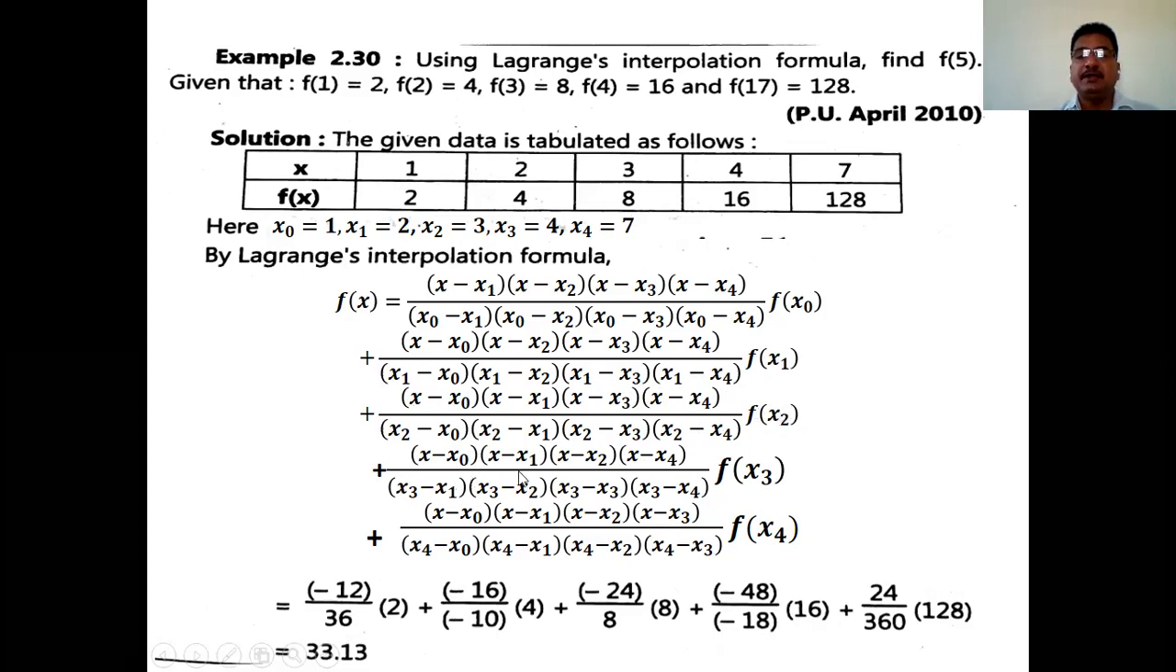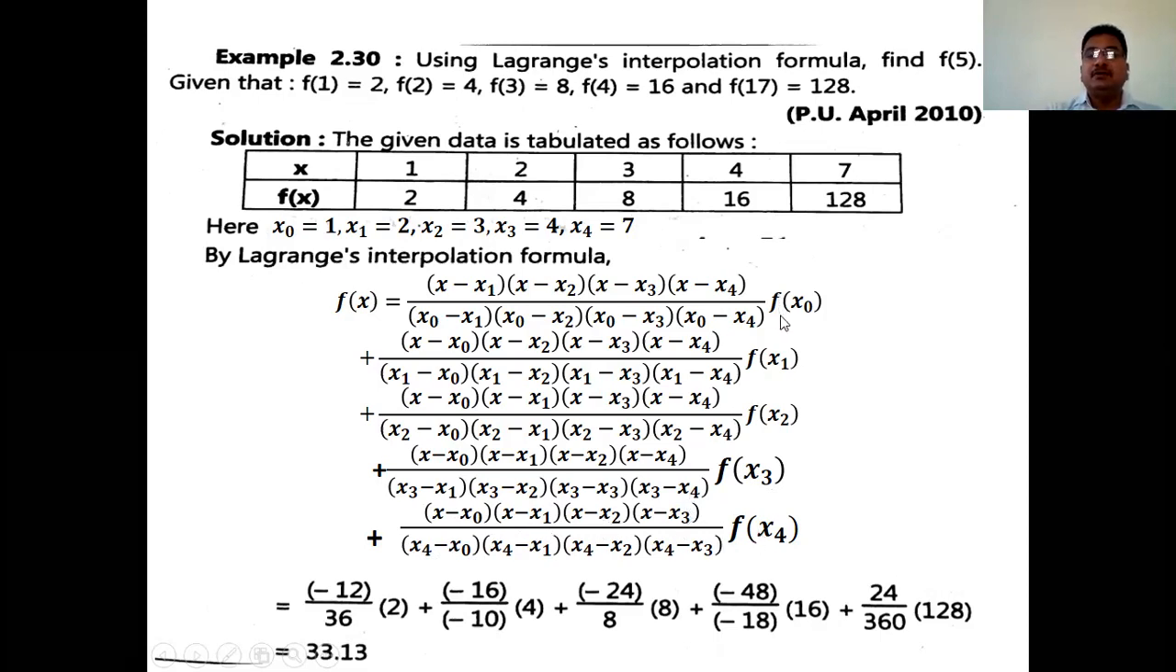Then this term: the numerator does not contain x minus x3. What are the terms? x minus x0, x minus x1, x minus x2, x minus x4, and just replace x by x3, into f of x3. Plus the last term: the numerator does not contain x minus x4. The terms are x minus x0, x minus x1, x minus x2, x minus x3, divided by the same with x replaced by x4, into f of x4.